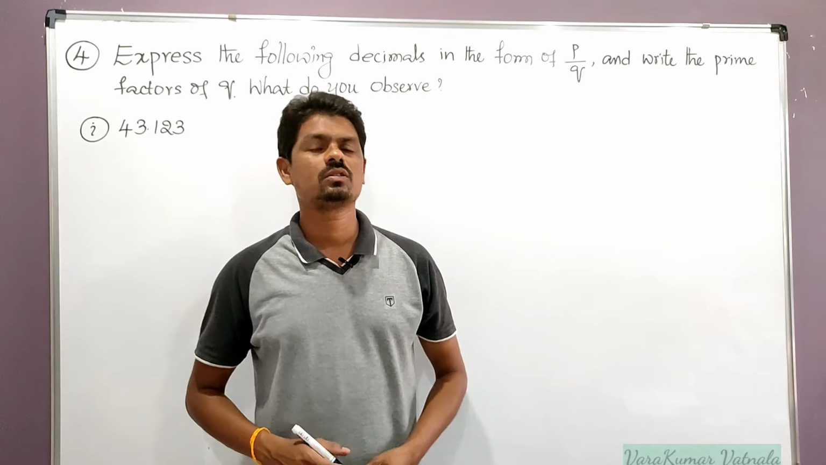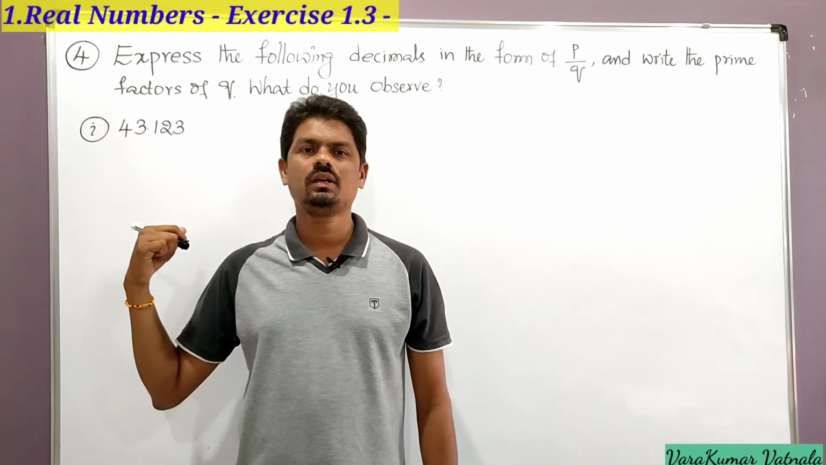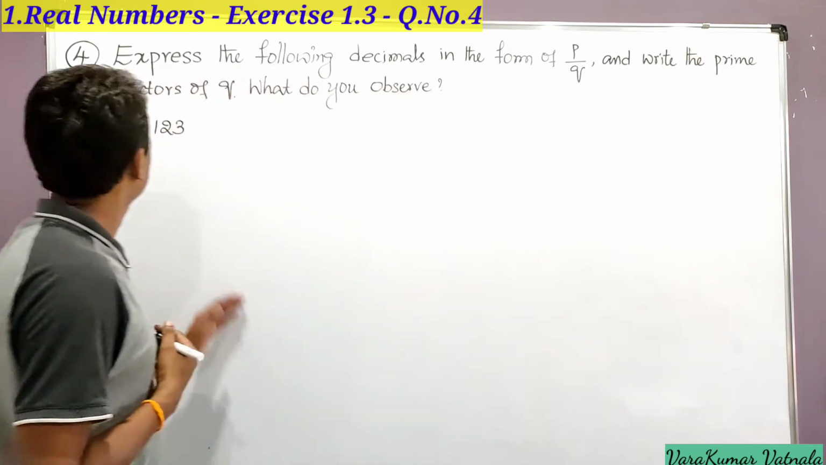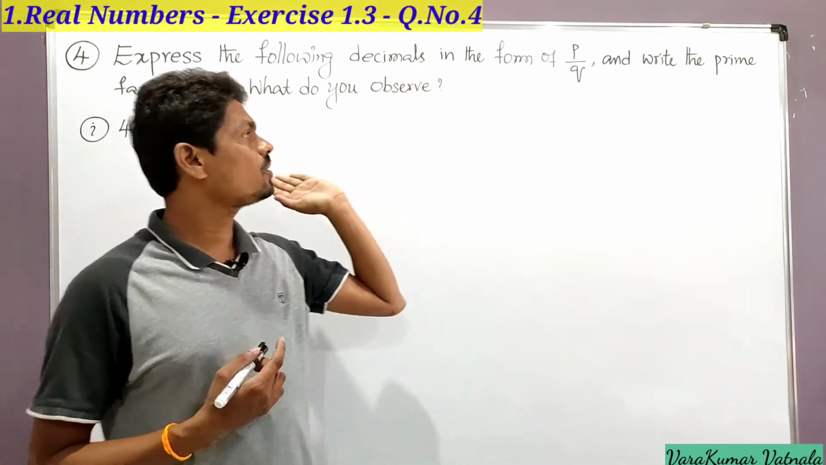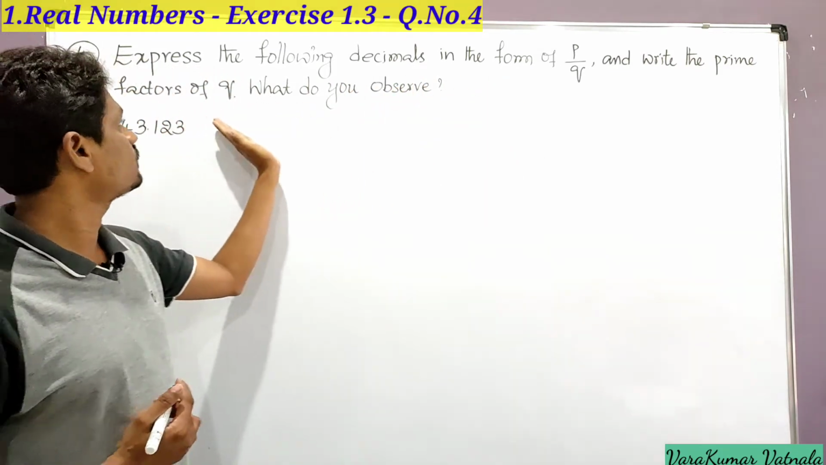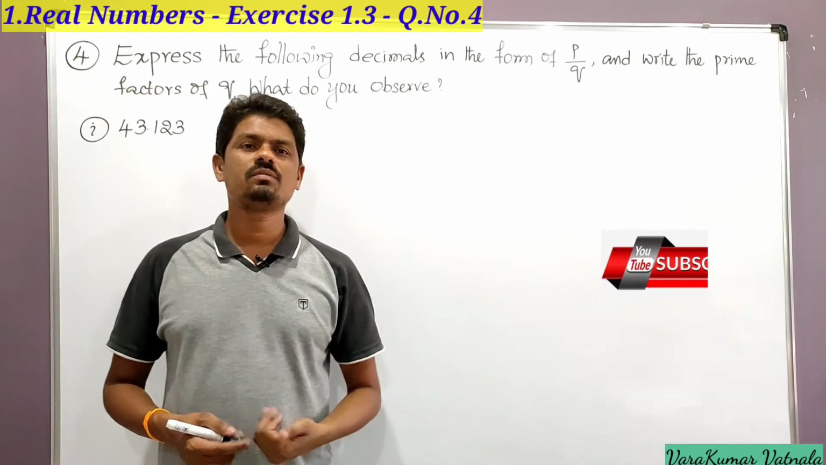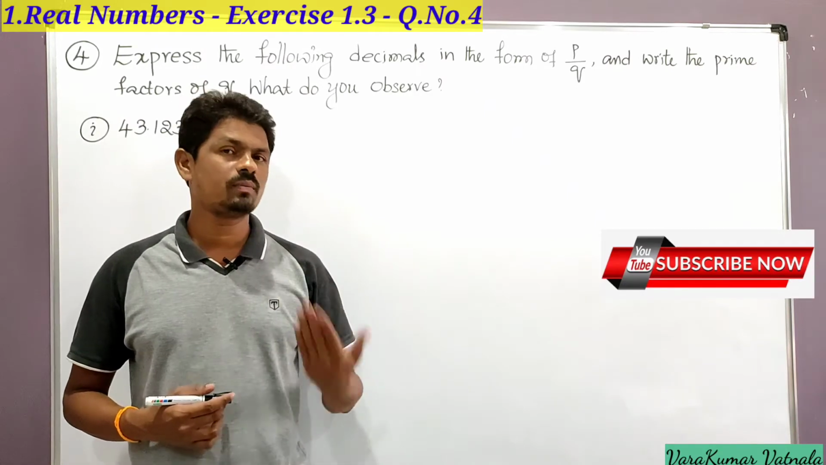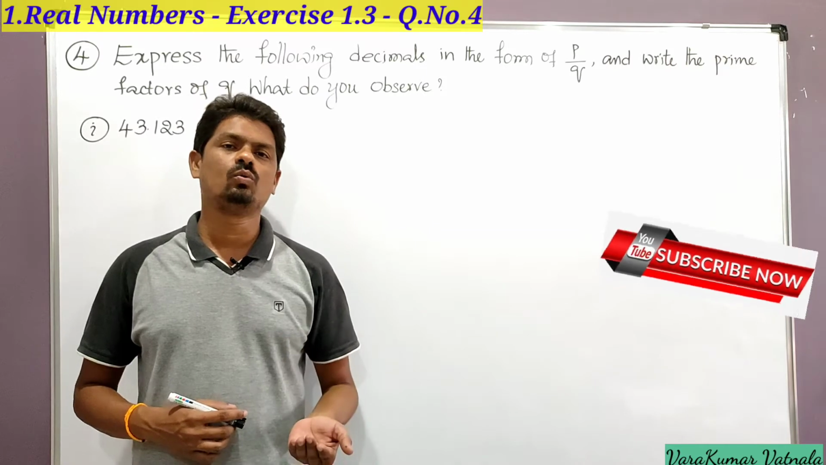Akmal. Today we are going to solve a problem from Real Numbers, exercise 1.3, fourth problem. See student, what he has given: express the following decimals in the form of p by q and write the prime factors of q. What do you observe? So student, here he has given some decimal numbers. He is asking to write the given decimals in the form of p by q. Then after, we have to write the prime factors of q.